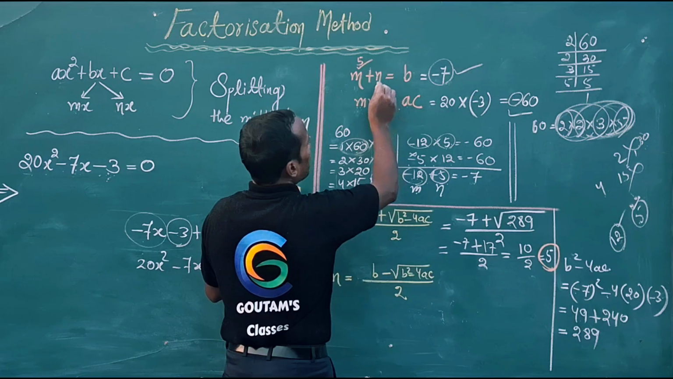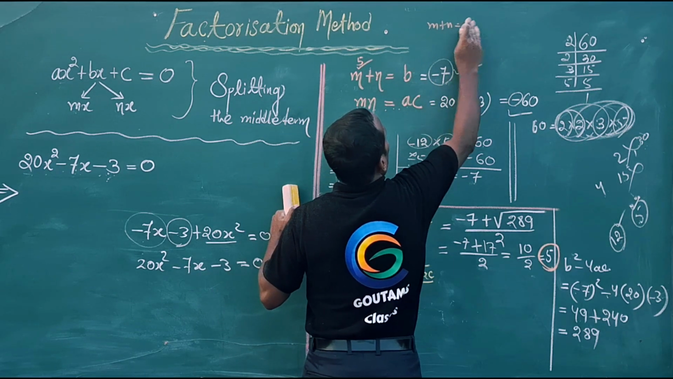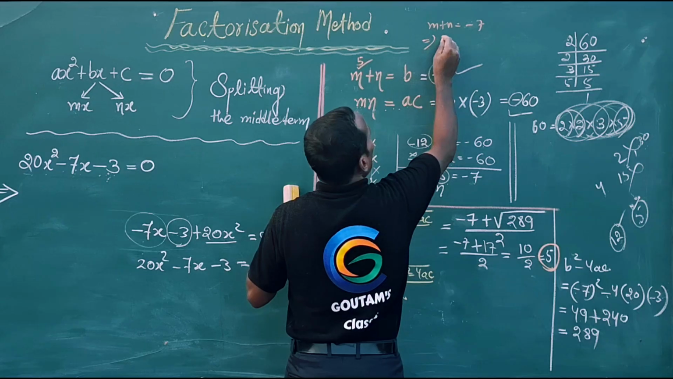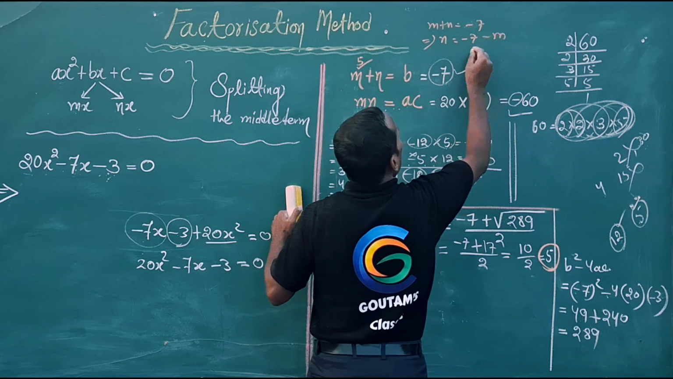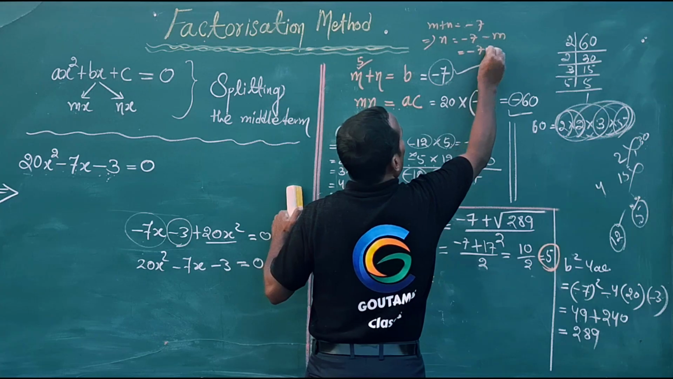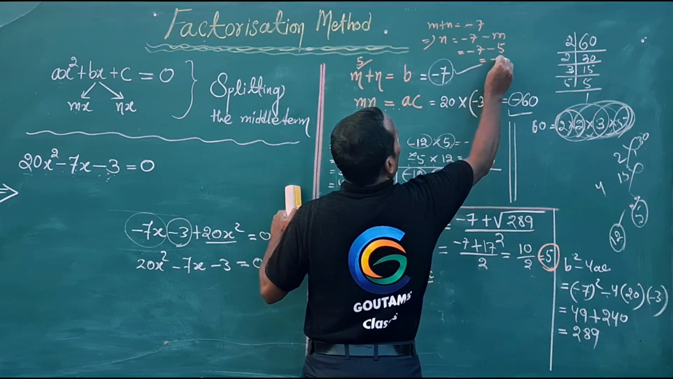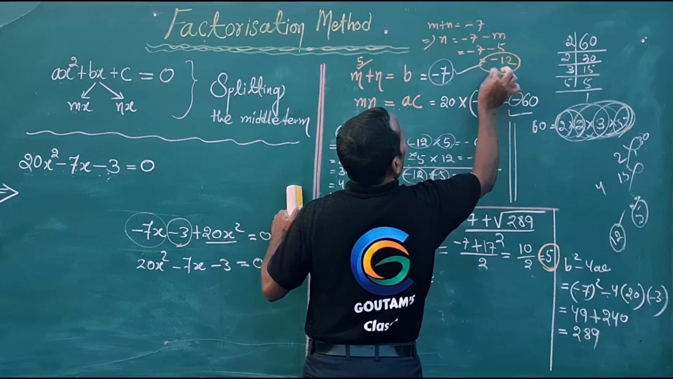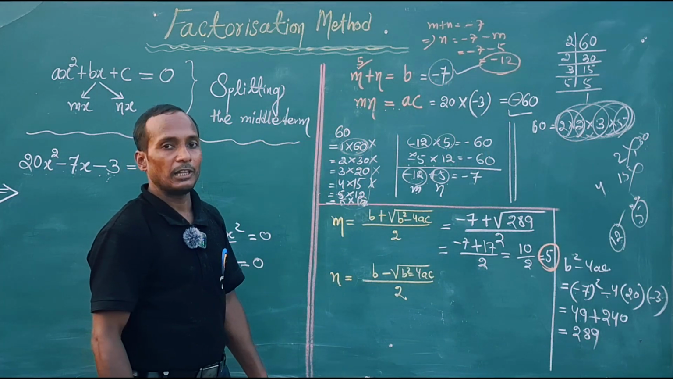Directly you can find out. Simply use it. M plus n is equal to minus 7. So I can find n is equal to minus 7 minus m. Means minus 7 minus what is m? M is 5. So I can write minus 7 minus 5, which is minus 12. I get n is equal to minus 12.